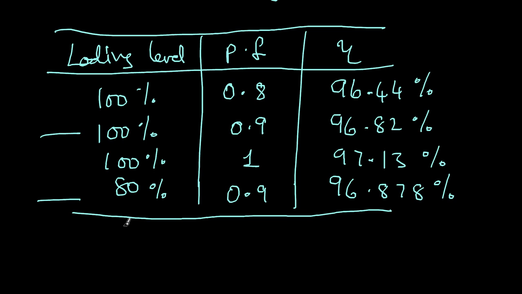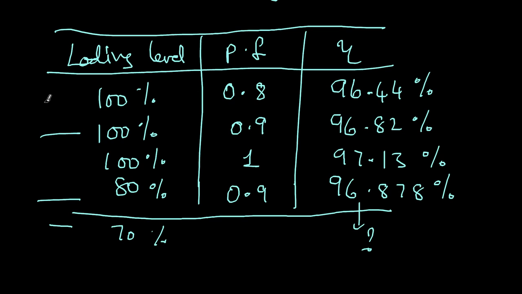Does that mean if I further reduce the loading level, instead of 80, if I say only 70%, the efficiency will be further improved? That is one which you can try, which you can check. Similarly, is there any particular level of load where the efficiency can be maximum? All these interesting questions are coming up.